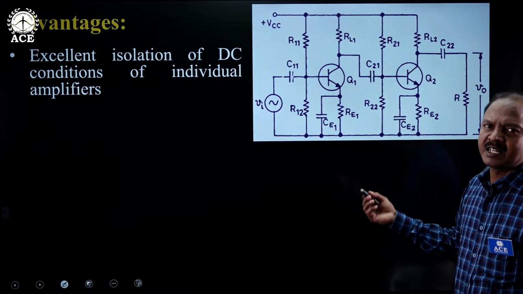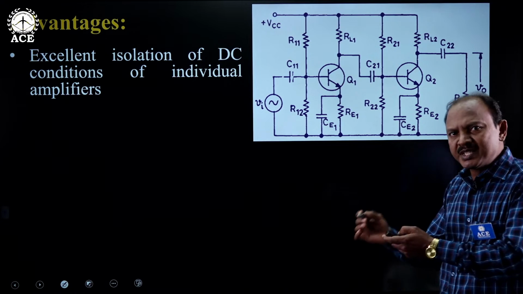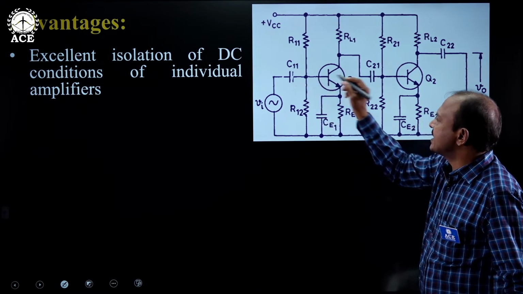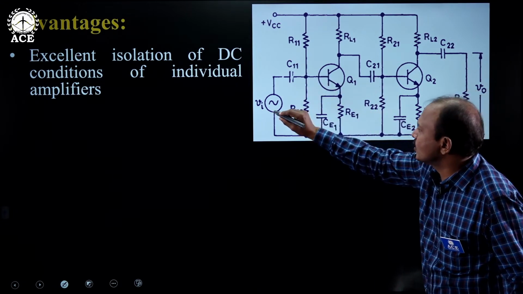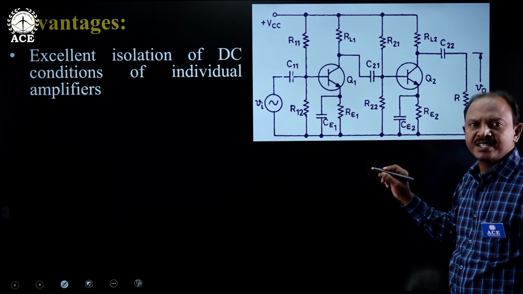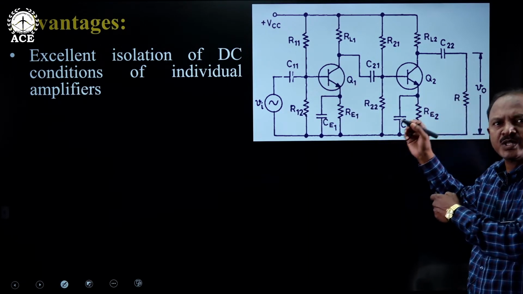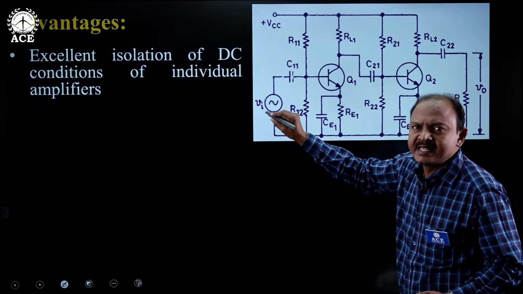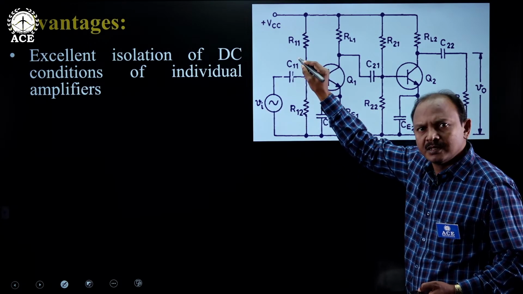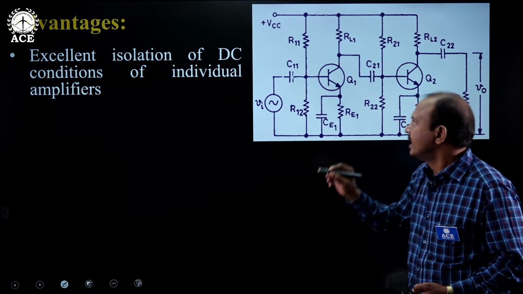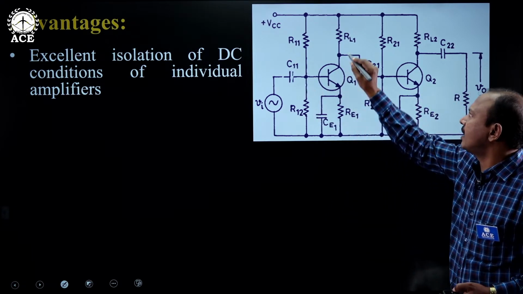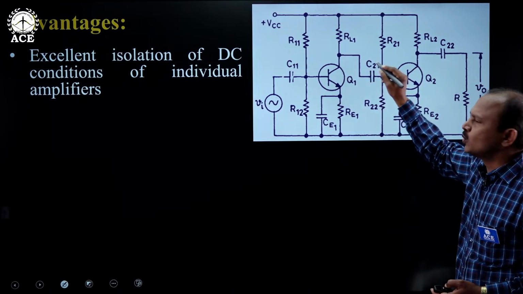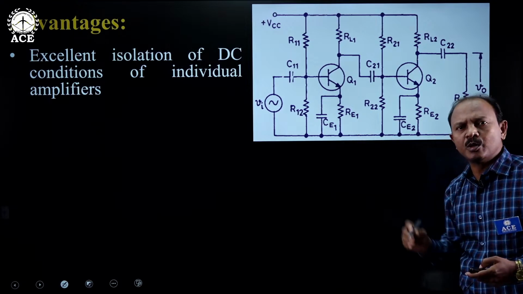The first advantage is understandable, excellent isolation of DC conditions, which was missing in direct coupled amplifiers, because at every stage we are using coupling capacitors between source signal and first stage, between first stage and second stage, between second stage and load also. Automatically, if any unwanted DC signal is arriving from source signal, that will be blocked by the C11. In case the DC current of first stage is trying to mix with the DC current of the second stage, this C21 is going to separate or block the DC components, and so on.